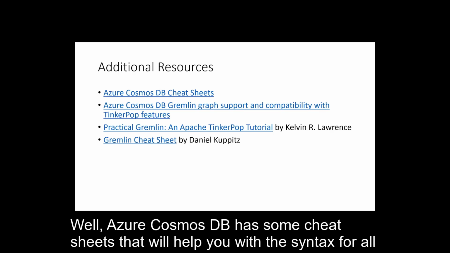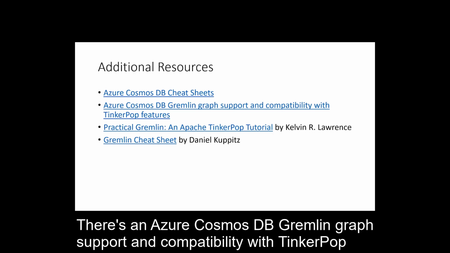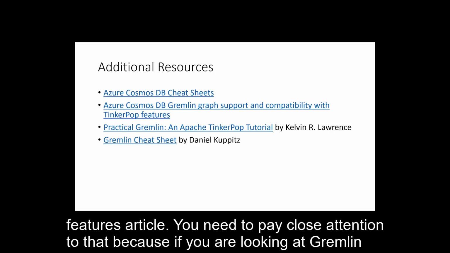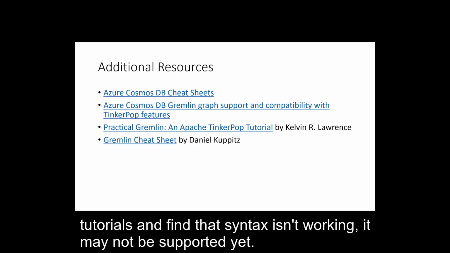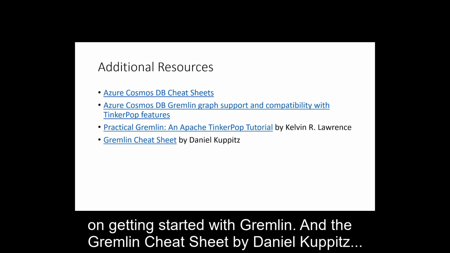Azure Cosmos DB has some cheat sheets that will help you with the syntax for all their different APIs, including the Gremlin API. There's an Azure Cosmos DB Gremlin Graph Support and Compatibility with TinkerPop Features article. You need to pay close attention to that, because if you're looking at Gremlin tutorials and find that syntax isn't working, it may not be supported yet. There's the Practical Gremlin and Apache TinkerPop tutorial by Kelvin Lawrence, a great introduction on getting started with Gremlin. And the Gremlin cheat sheet by Daniel Kuppitz.